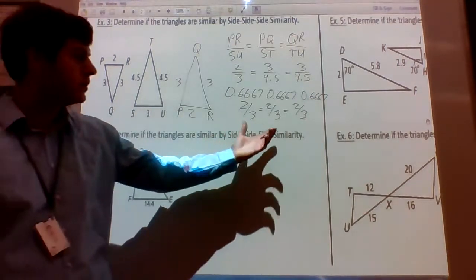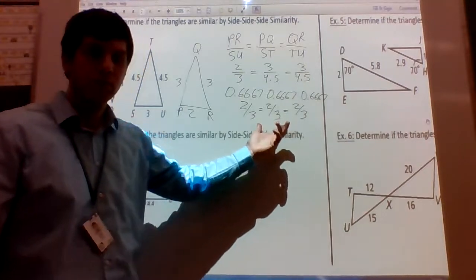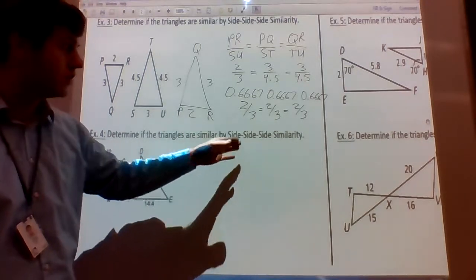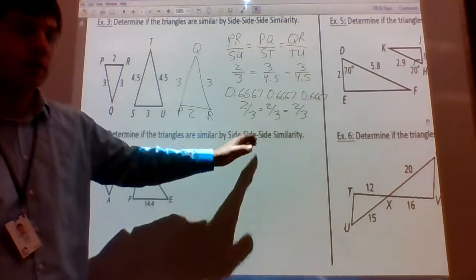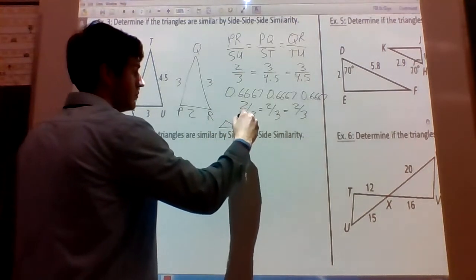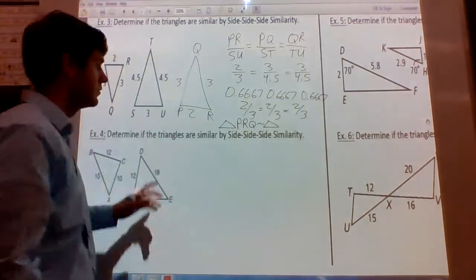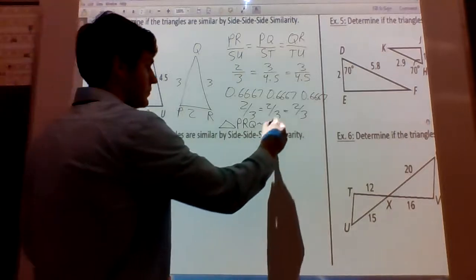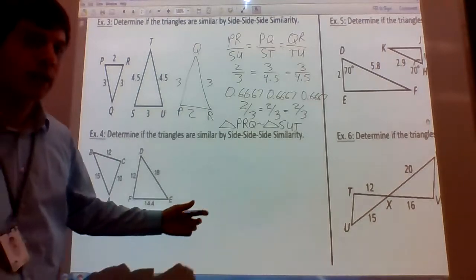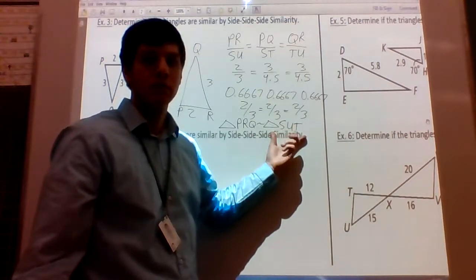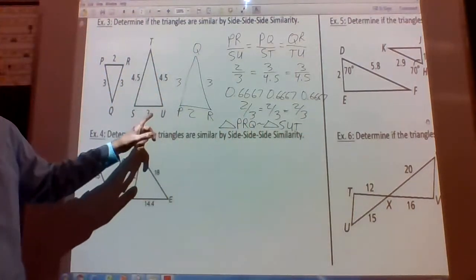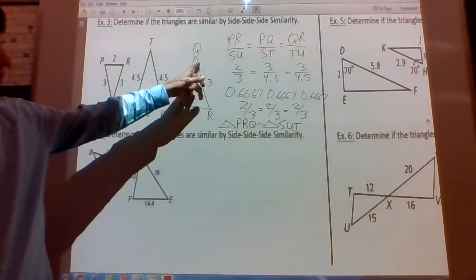Okay, since all three of the ratios that compare the corresponding sides of the triangles are equal, the triangles are similar. So triangle PRQ is similar to triangle SUT. The order matters in the second one. We can name the first one in 6 different ways, whichever way is fine, as long as the second one has the corresponding parts. So S corresponds with P, U corresponds with R, and T corresponds with Q.